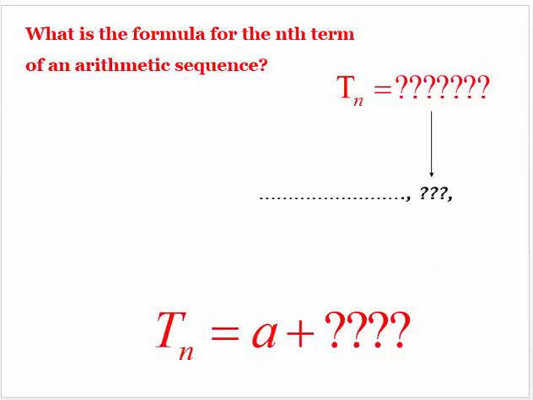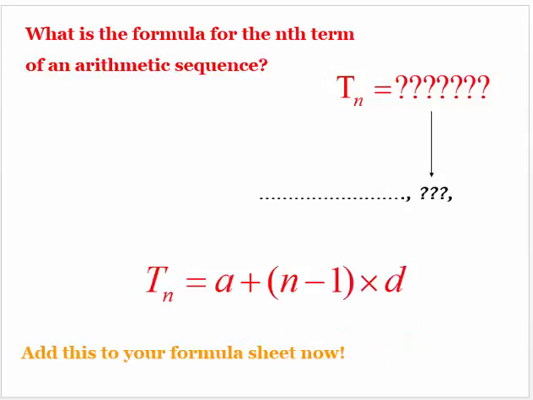So what about T to the n then? Well, T to the n is going to be A plus, please have a go at this before I reveal it, n minus 1 times D. Okay, so write that on your formula sheet. That's the end of the first video. The second video is going to go through some problems, okay?